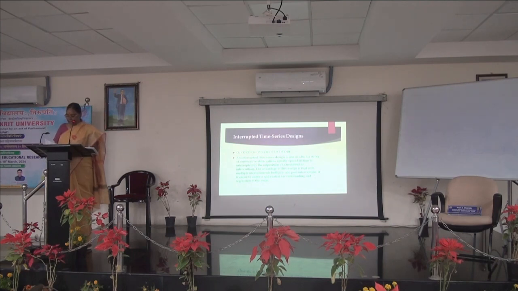The advantage of this design is that with multiple measurements, both pre and post intervention, it is easier to address and control for confounding and regression to the mean. Here you are giving an intervention, 1, 2, 3, 4, 5. Different interventions you are giving, or phases of interventions. One intervention, one plus two intervention, like that. In agriculture, maybe adding of something, like that it may be there. And then you measure the outcome. Interrupted time series designs are mostly used in life sciences rather than social sciences.